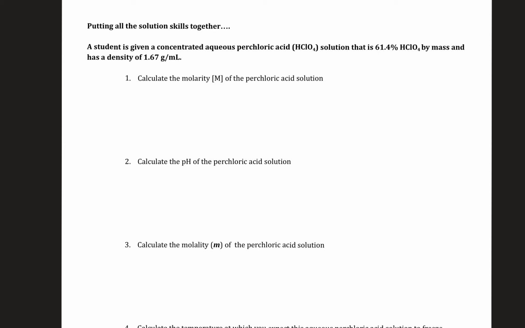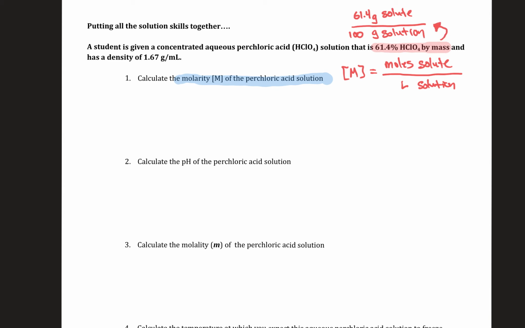This first question asks us to calculate the molarity of the perchloric acid solution. To do this, we need a value that has moles of solute on the top and liters of solution on the bottom. The two values that we're given in the problem are the percent mass, which gives us mass of solute per mass of solution, and the density, which gives us the mass of solution per volume of solution.